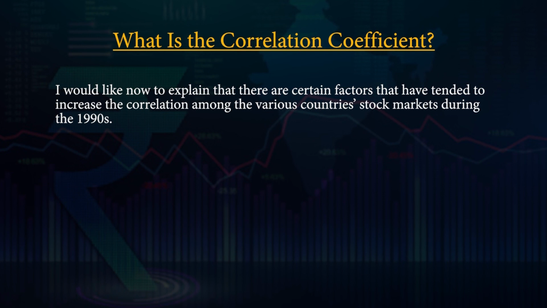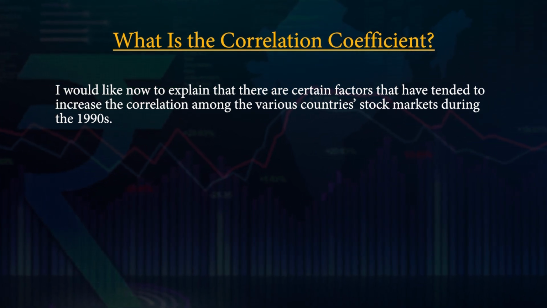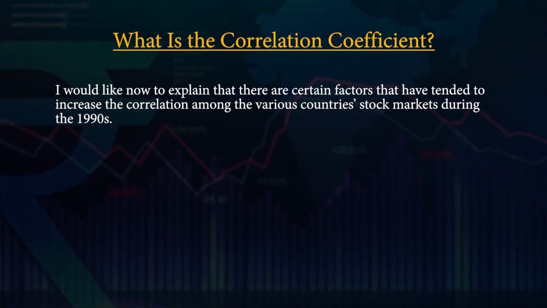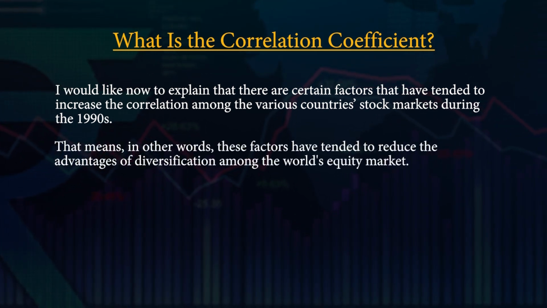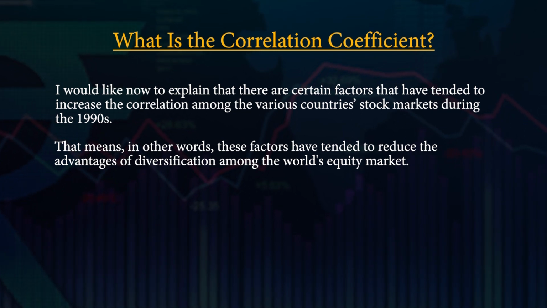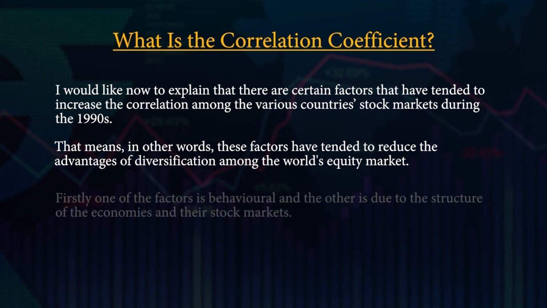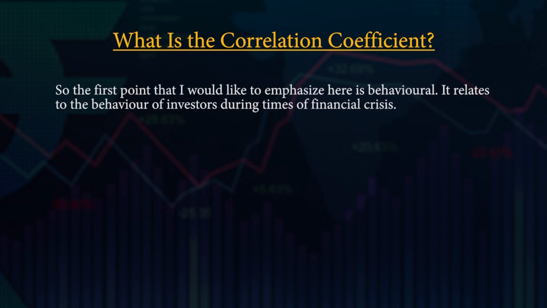I'd like now to explain that there are certain factors that have tended to increase the correlation among the various countries' stock markets during the 1990s. That means, in other words, these factors have tended to reduce the advantages of diversification among the world's equity markets. One of the factors is behavioral, and the other is due to the structure of the economies and their stock markets. So the first point that I would like to emphasize here is behavioral.